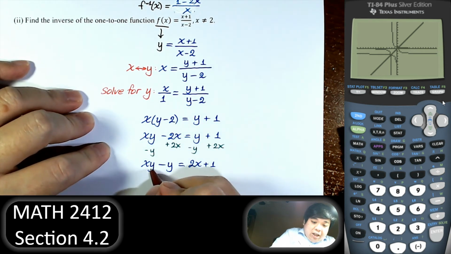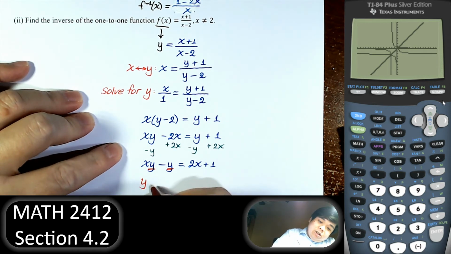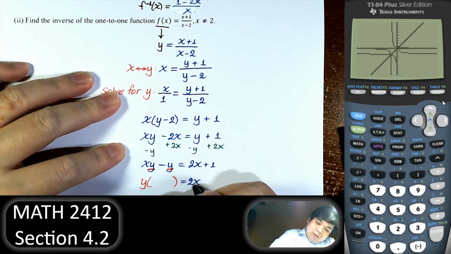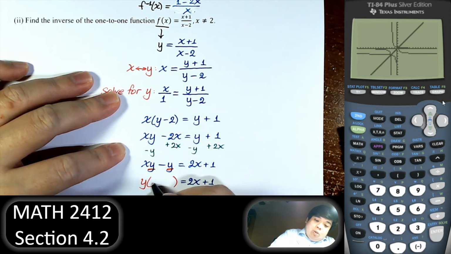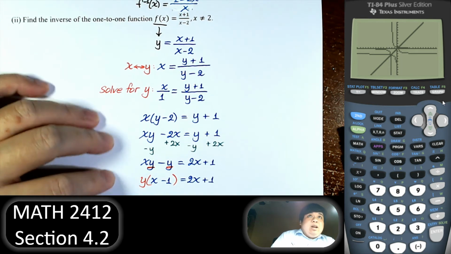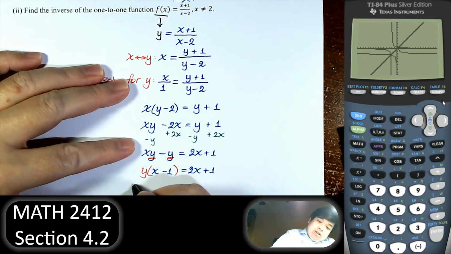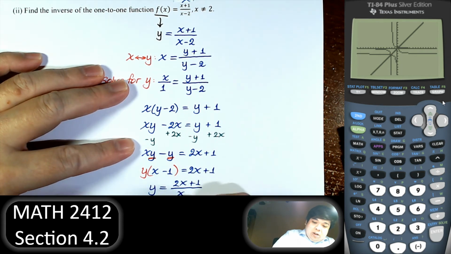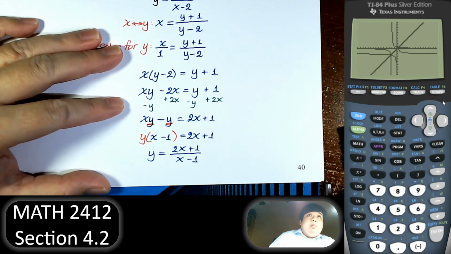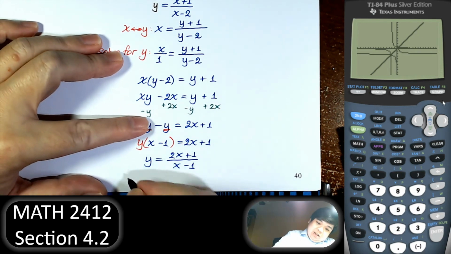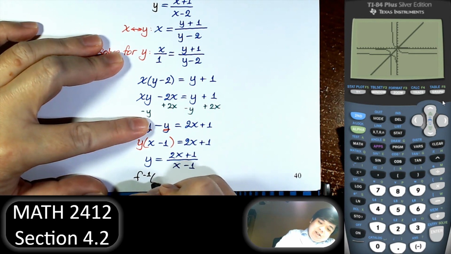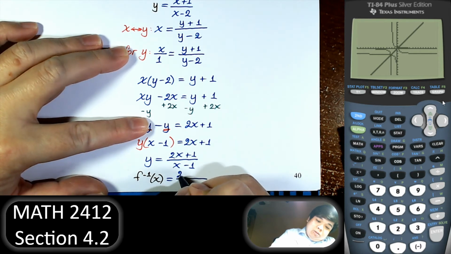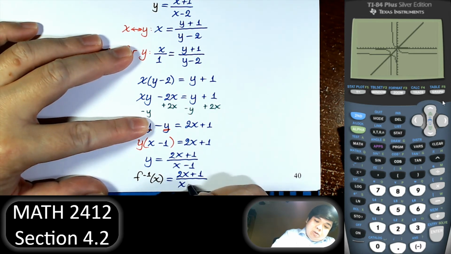Both of them have y here. Why don't we factor it out? When we factor out y, we have x minus 1. And then to get y by itself, y equals x plus 1 over x minus 1. And the proper notation for the inverse, f inverse, instead of y is equal to x plus 1 over x minus 1.